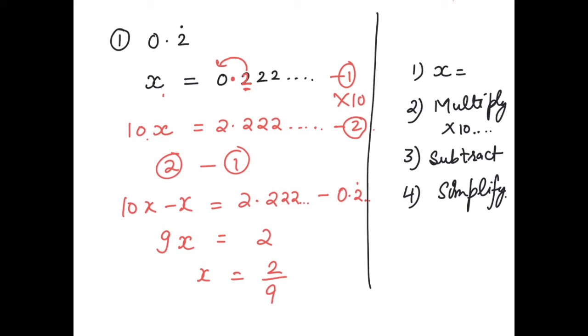So we applied all 4 steps. First step, assume x equal to the number. Second, multiply with a multiple of 10, 100 or 1000, so here the number will change. Then subtract 1 from 2. And lastly, whatever your answer is, check if it can be simplified further. But 2 and 9 share no common factor, so they cannot be simplified more. So this is our answer.